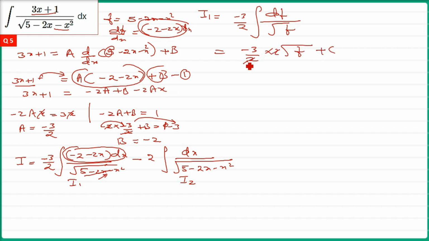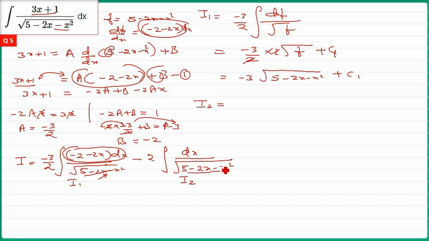So integration of this you already know: negative 3 by 2 under root t, integration is 2 under root t, 2 gets cancelled. So you have minus 3 and under root t was of course 5 minus 2x minus x squared, and plus constant of integration, just call it c1, because there will be one constant coming from I2 also, and we'll combine them to call it a single constant. What is I2?